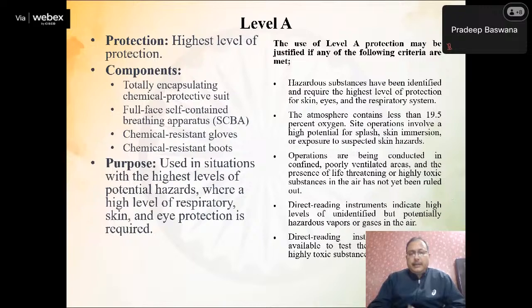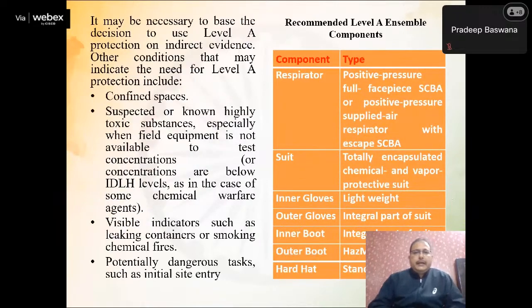So, in layman's language, where we know there is a high level of exposure to chemicals, we should advise or use level A PPE. It may be necessary to base the decision to use level A protection on indirect evidence. Other conditions that may indicate the need for level A protection include confined space, suspected or known highly toxic substances, especially when field equipment is not available to test concentrations, or concentrations are below IDLH levels, as in the case of some chemical warfare agents. Visible indicators such as leaking containers or smoking chemical fires, or potentially dangerous tasks such as initial site entry.